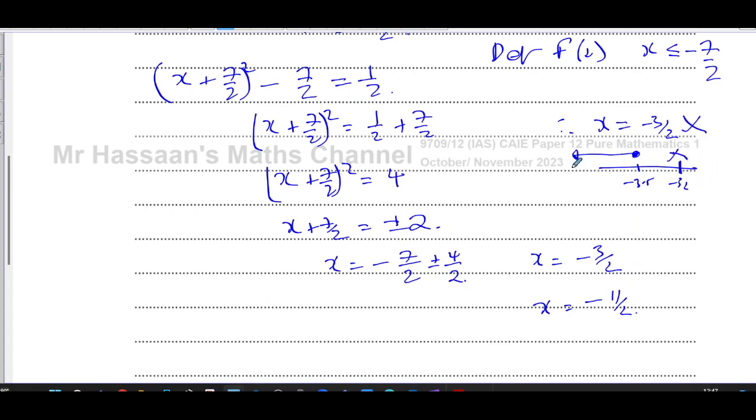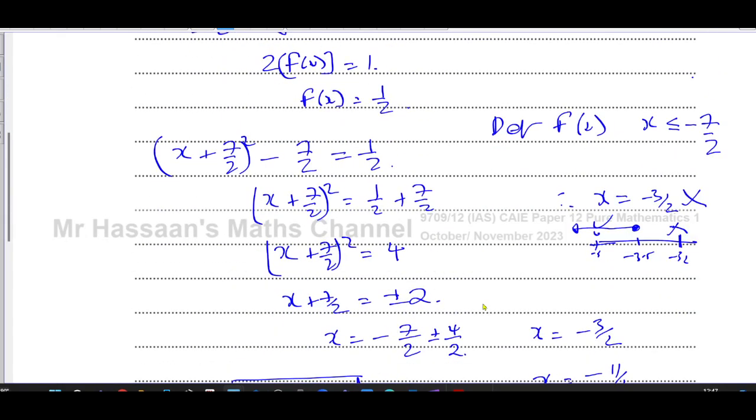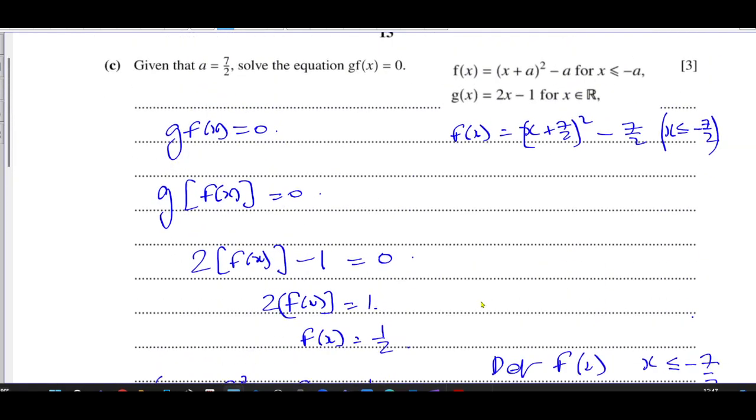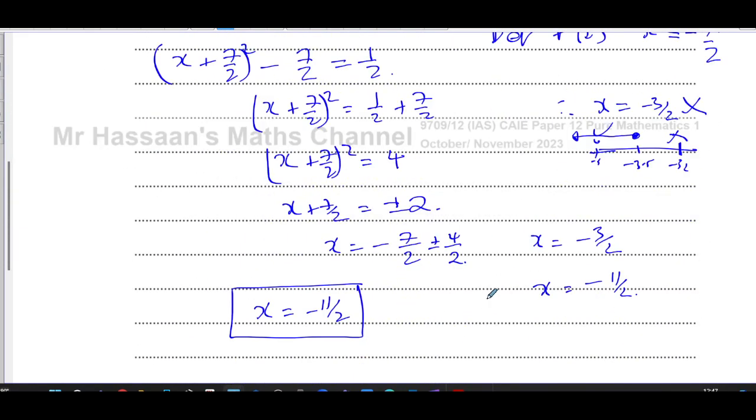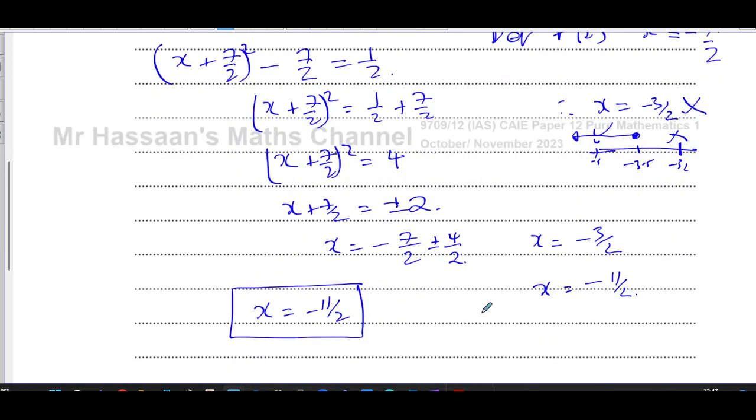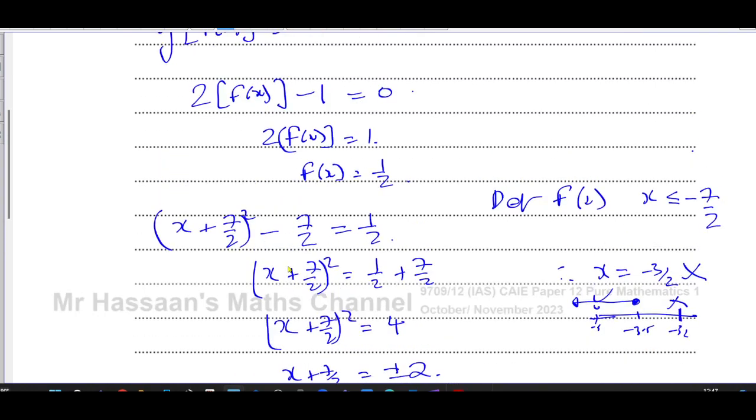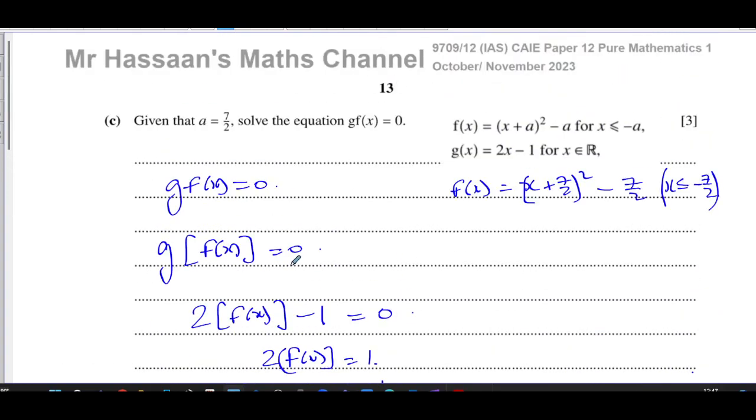But minus 11 over 2, that's like minus 5.5. That's okay. That's within our domain. So we're going to only accept the answer x equals negative 11 over 2 because x equals minus 3 over 2 cannot be part of the domain of function f, because the function f only starts from x equals minus 7 over 2. Therefore, x equals minus 3 over 2 cannot be a solution. So we've got to get rid of this solution and only choose that solution. And there's the answer to part C of this question.